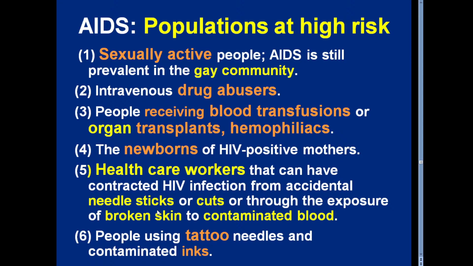Who is the risk group, or the population of higher risk? Sexually active people, intravenous drug abusers, people receiving blood transfusions or organ transplants, hemophiliacs, newborns of HIV-positive mothers, especially in Africa, and healthcare workers who can contract HIV infection from accidental needle sticks or cuts, or through exposure of broken skin to contaminated blood. Stomatology is also a risk group.